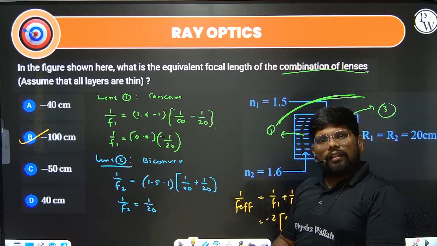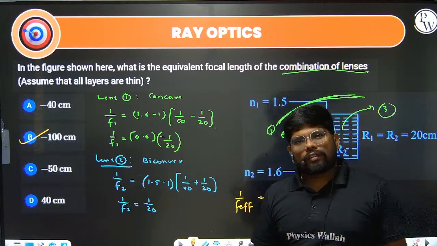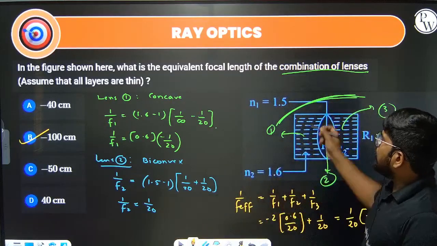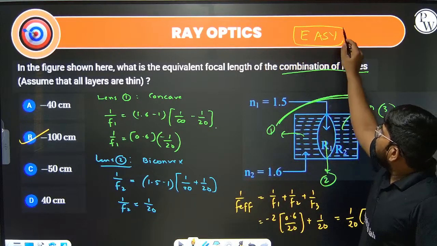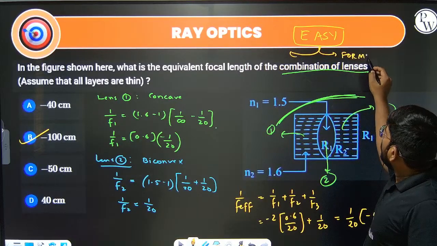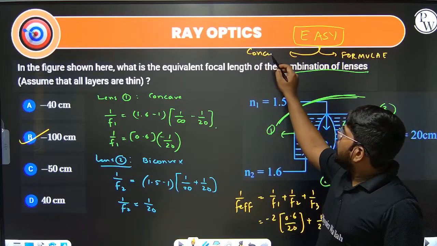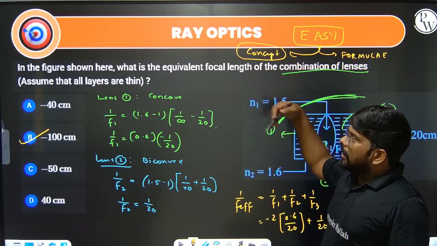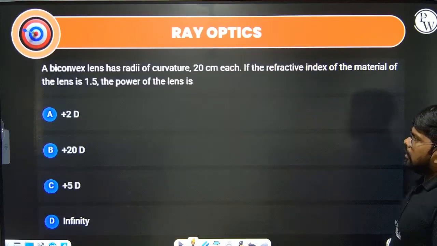In lenses, that is the maximum, and next is image formation. There's nothing more. So I hope you are understanding that ray optics is easy. Two things you require: you should know the formulae, and formulae are not enough, the concept is required, that is, understanding what they are asking and what you have to substitute. Then in 2-3 minutes you can solve it.